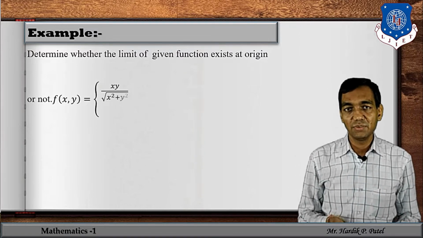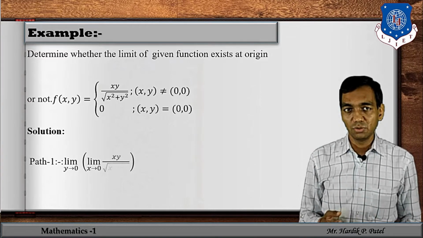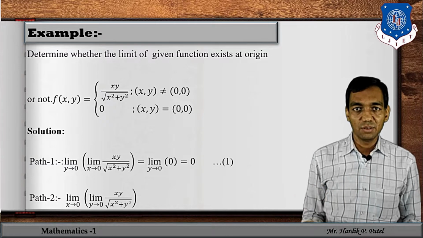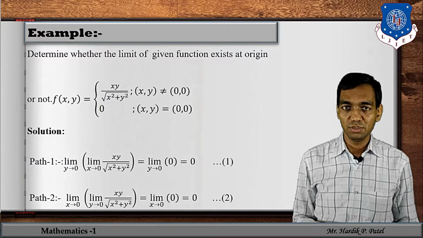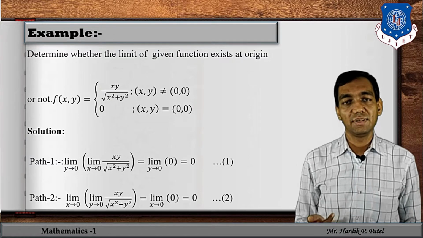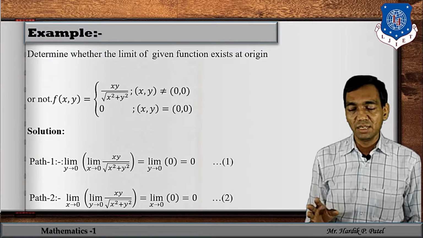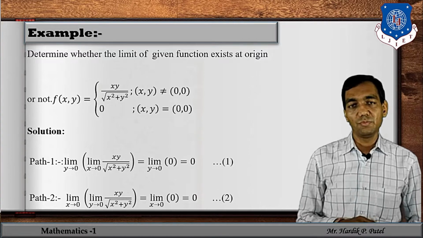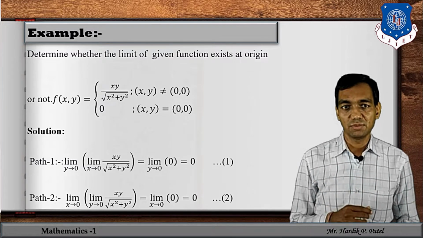Now determine whether the given function has a limit at the origin or not. So f of (x, y) is equal to xy divided by under root of x square plus y square for (x, y) not equal to (0, 0), and is equal to 0 for (x, y) equal to (0, 0). That means the function is defined in two parts. At (0, 0) the function has a value 0. At a non-zero point the function has the value xy divided by under root of x square plus y square.